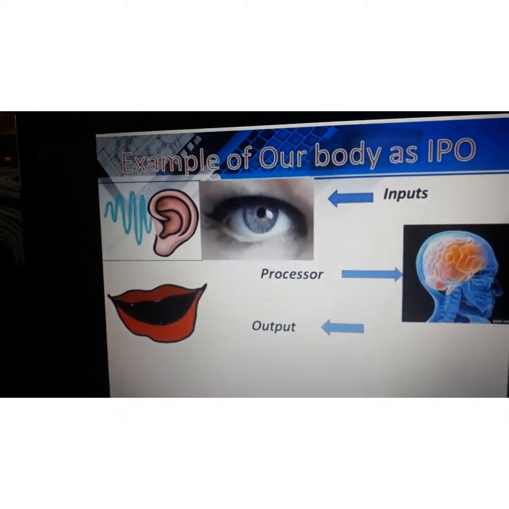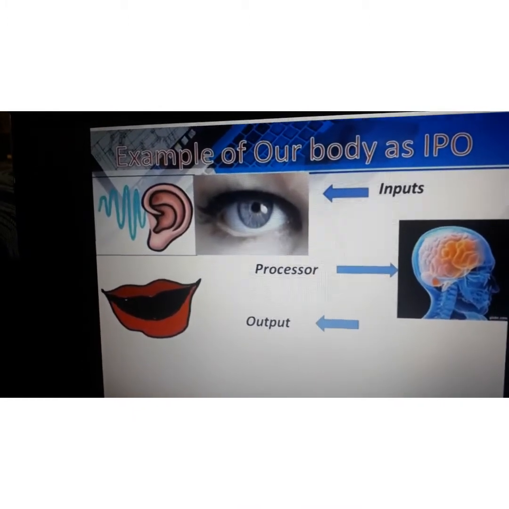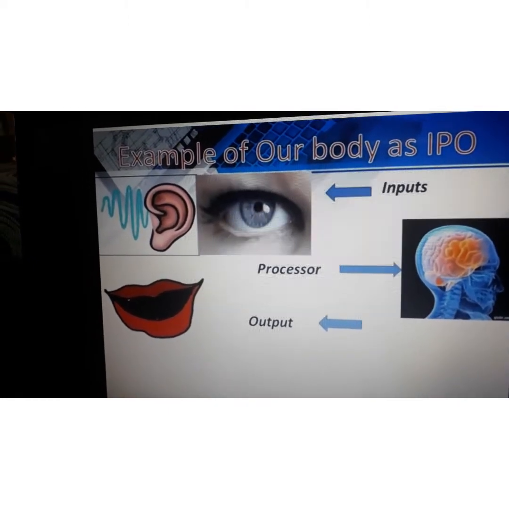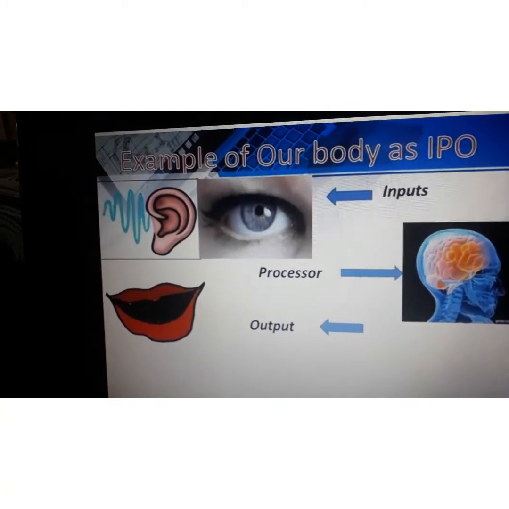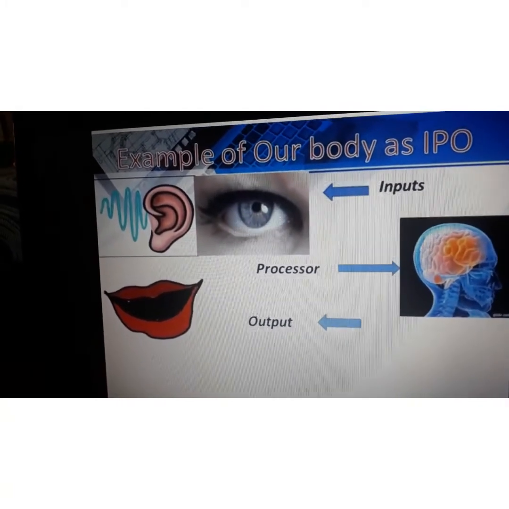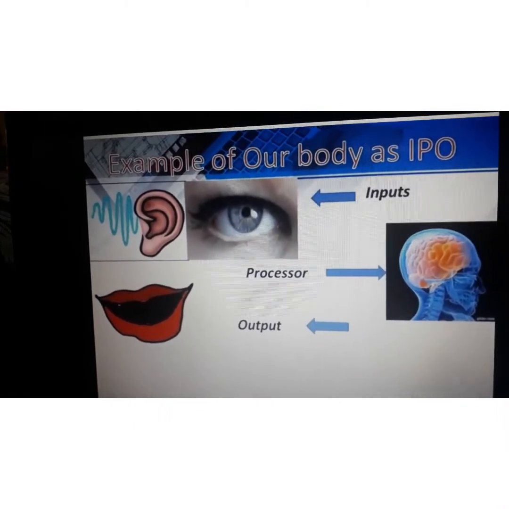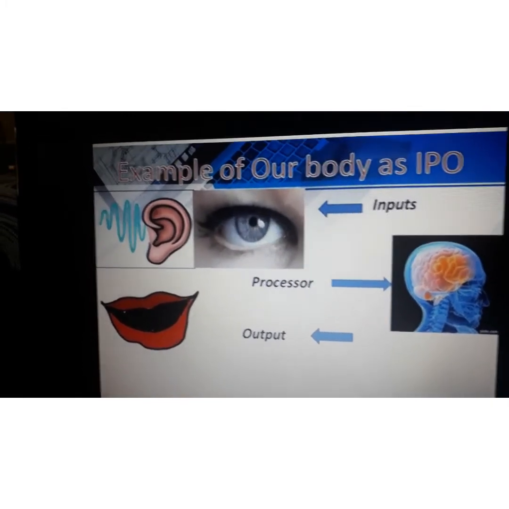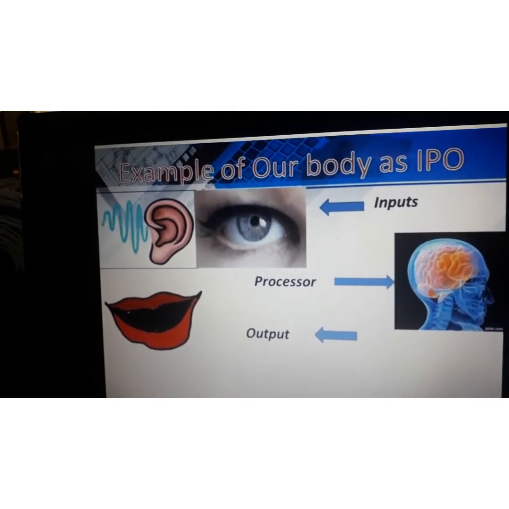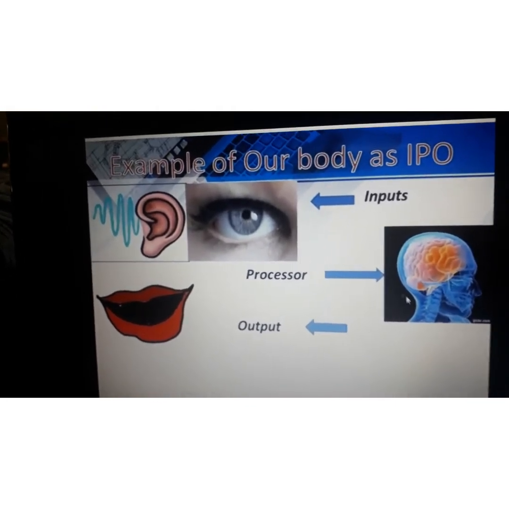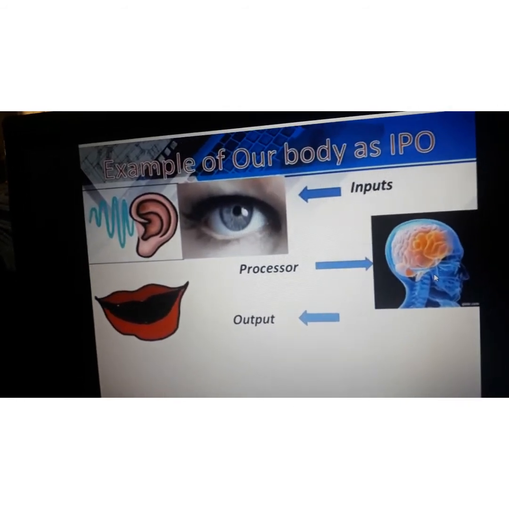Now class, this slide in ma'am's system shows the example of our body as IPO. How does our body do different tasks? This is how. The eyes with which you see and the ears with which you hear are the inputs. Now whatever you see, whatever you hear, mama's instructions, your brain starts processing. Oh, mama has asked me to pack my bag. Okay. So here I go to pack my bag.